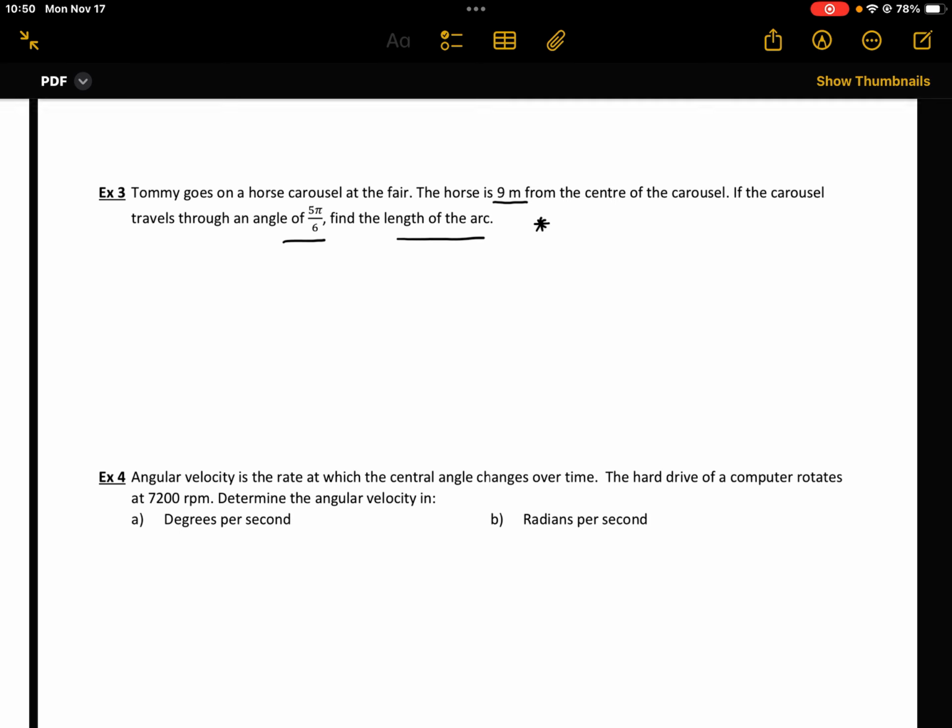So this is another formula that you need to know, which is the arc length. And this is that the arc length, S, is equal to the radius times the angle that the arc passes through, and the angle has to be in radians.